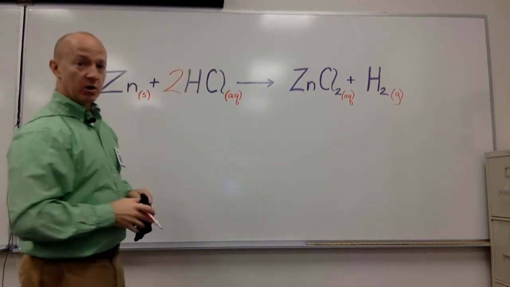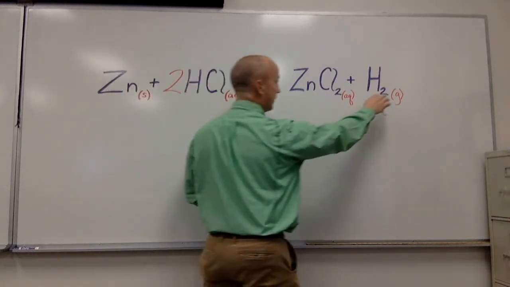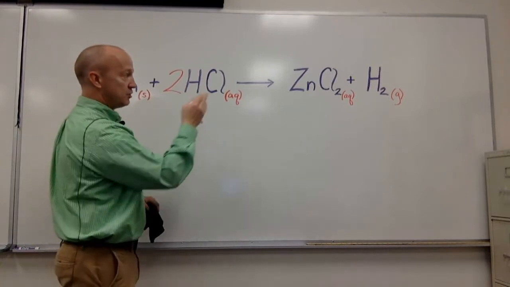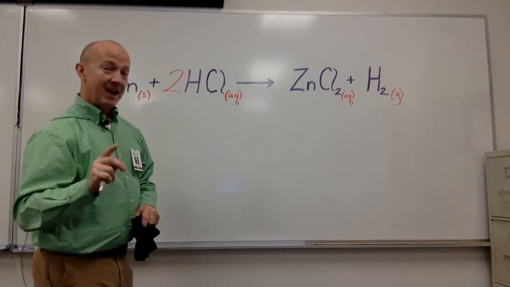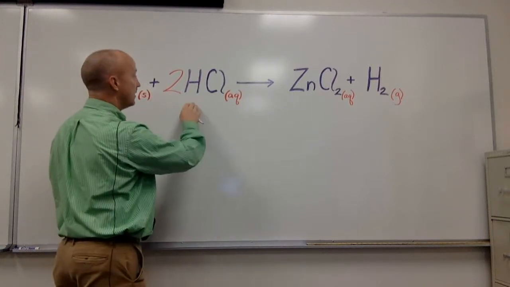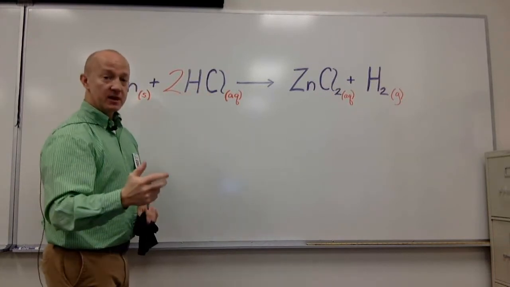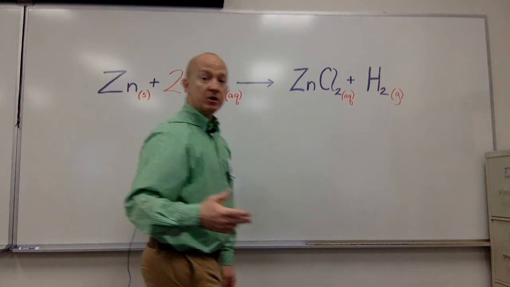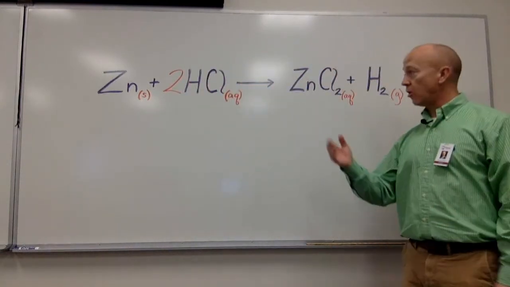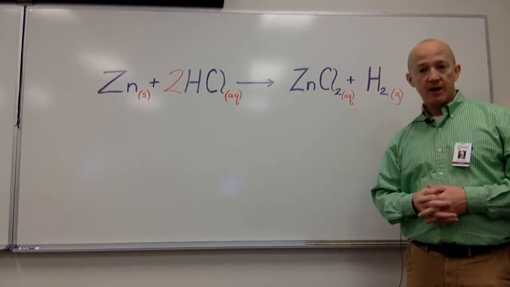And now in doing so, we are saying that we have 2 hydrogens on the left and 2 hydrogens on the right. Finally, we look at the chlorine. We have 2 on the right side, and now because we used the coefficient 2 in front of hydrochloric acid, we also have 2 chlorines on the left. So this gives us balance. So by using the coefficient in front of the hydrochloric acid, we have now balanced all the elements in this equation, thus fulfilling the law of conservation of mass.